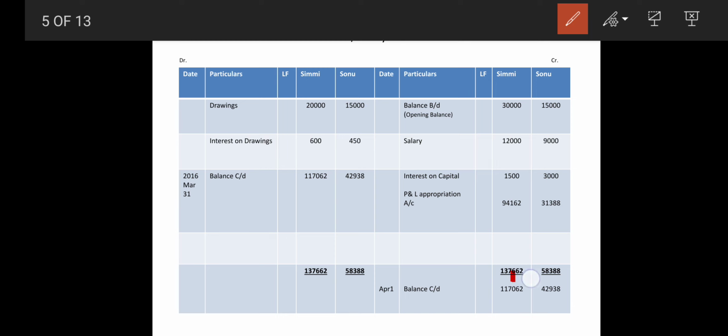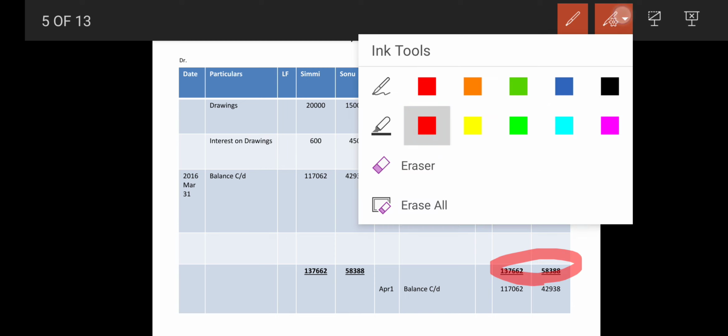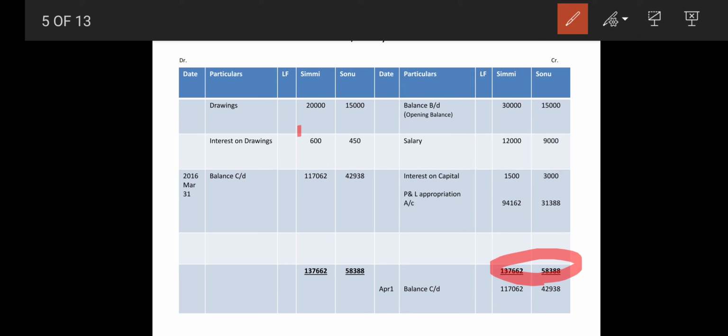and then the difference, that is, minusing this, you have to minus this all from the debit side, and then you will get the difference of 1,17,062 and 42,938. So that will be transferred to the next coming year.